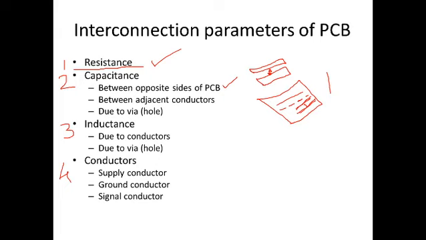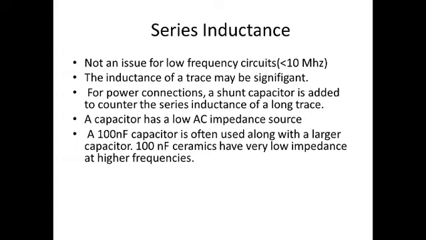And the fourth one is the conductor: supply conductor, ground conductor, and signal conductor. All the traces work as conductors, and because of that, the conductor effect is present there. So remember, these are the different parasitic values present with the PCB. The PCB itself gives you some resistance, some capacitance, some inductance, and the conductor. Okay, so these are the typical four parameters present in the PCB. So what is the effect of these parameters on the PCB that we are going to see here?